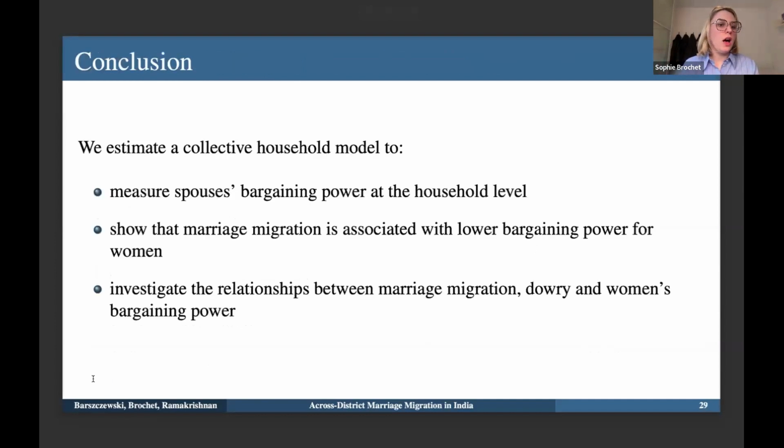And so to conclude, what we do in this project is that we measure spouses' bargaining power at the household level, and we show that marriage migration is associated with lower bargaining power for women. And finally, we investigate the relationships between marriage migration, dowry, and women's bargaining power.